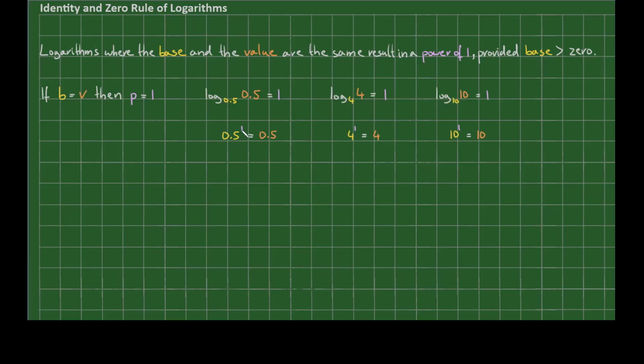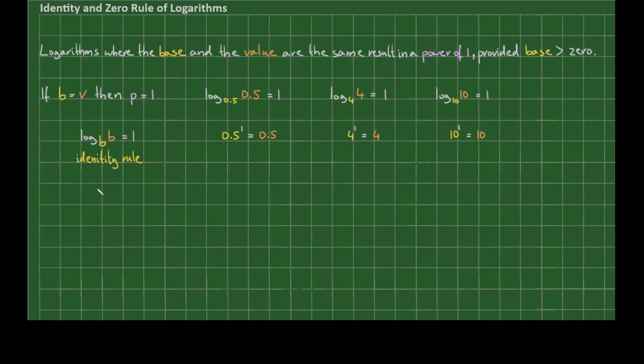Any base raised to a power of 1 gives itself back. And so 0.5 raised to the power of 1 is 0.5, 4 raised to the power of 1 is 4, and 10 raised to the power of 1 is 10. All of this can be summed up by the logarithmic expression log to base b of value b equals 1, and this is known as the identity rule.